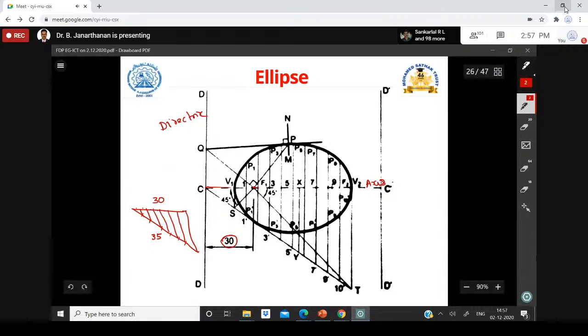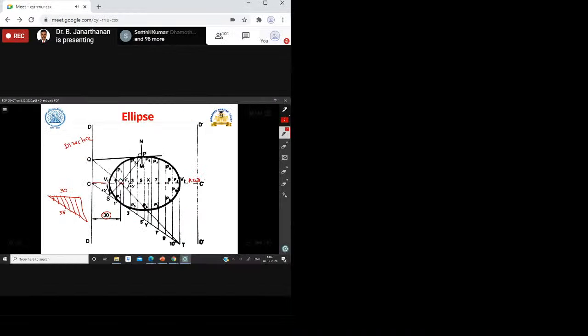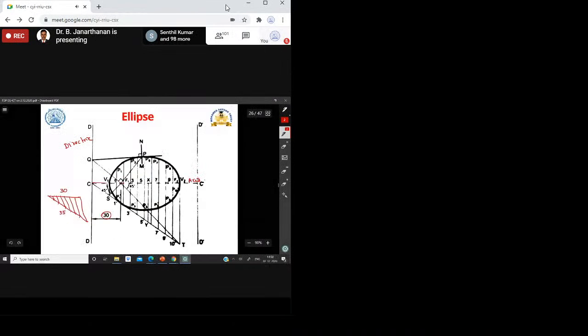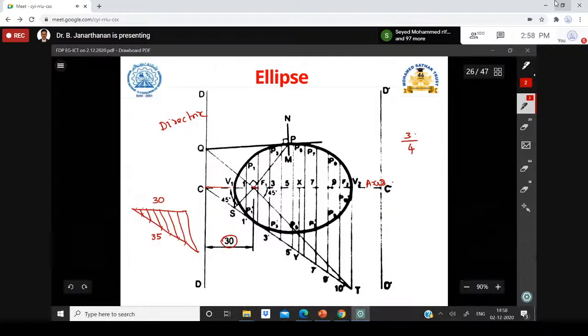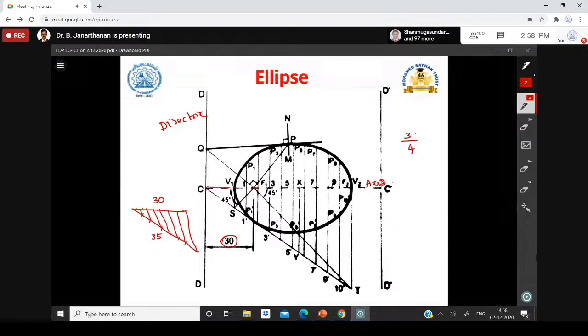Now you have to mark the eccentricity, which is 3 by 4. The definition of eccentricity is that the numerator is the distance of the point from the fixed point, and the denominator is the distance of the point from the fixed line. So from this point you take 3 divisions, and the remaining 4 divisions you take from the fixed line. That is how this vertex is marked here.